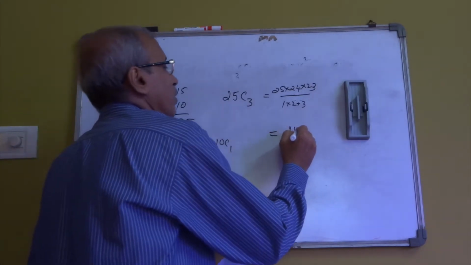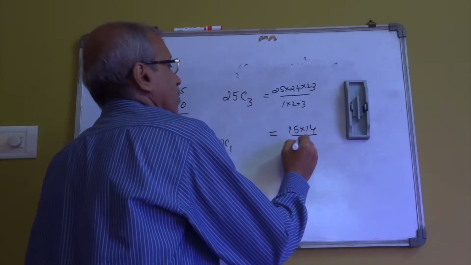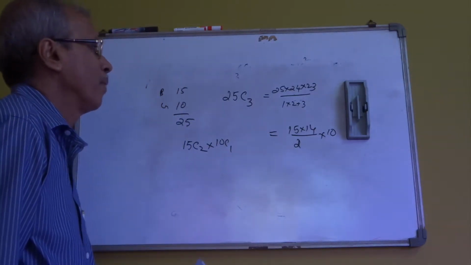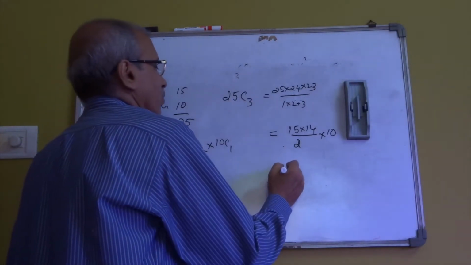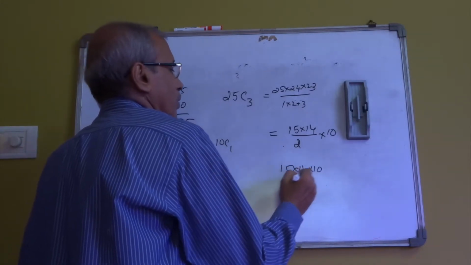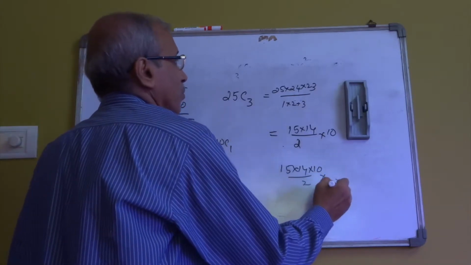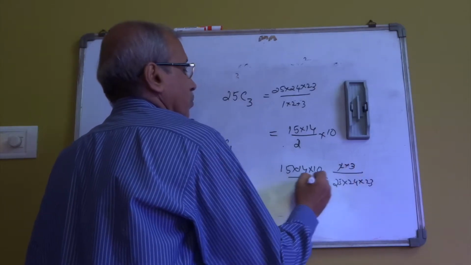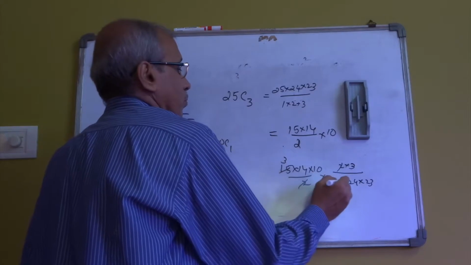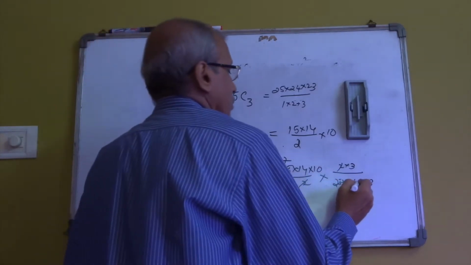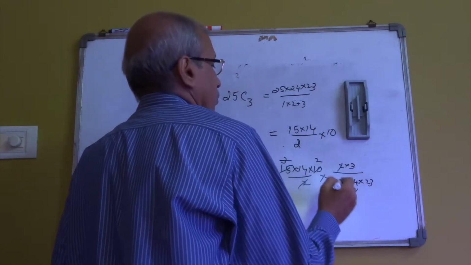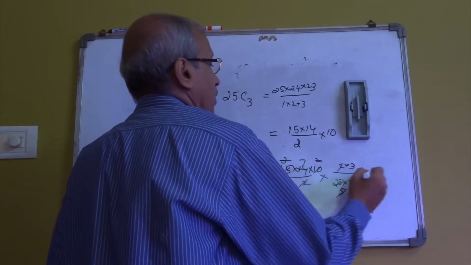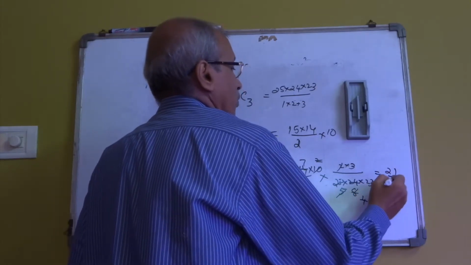That is 15 into 14 divided by 2, into 10 C1, which is 10. Now the probability is this divided by this: 15 into 14 into 10 divided by 2. Now this numerator will come down. Seven threes are 21, 23 twos are 46.